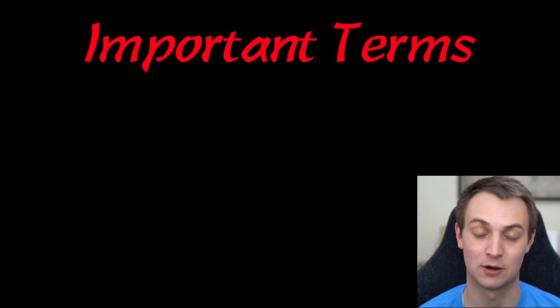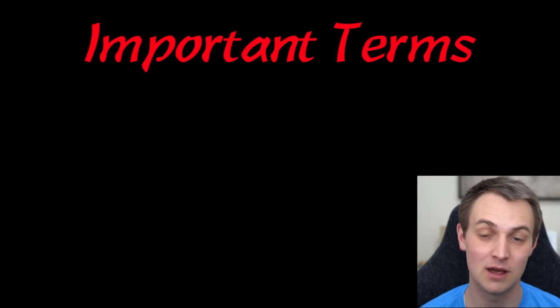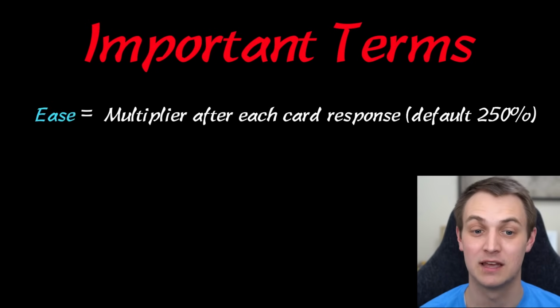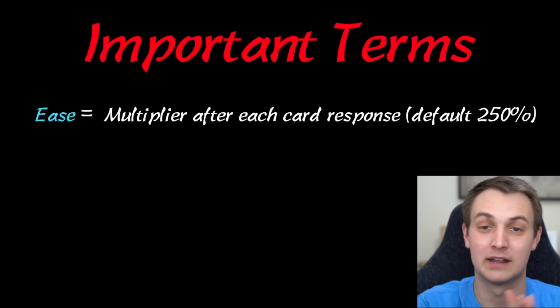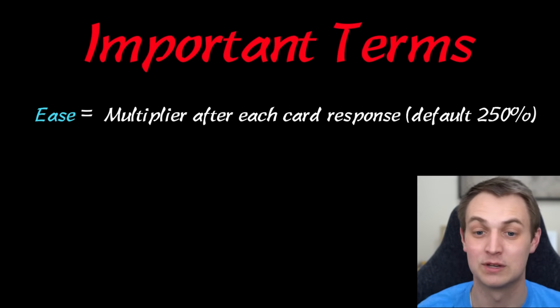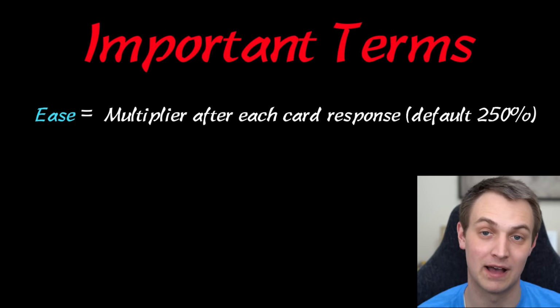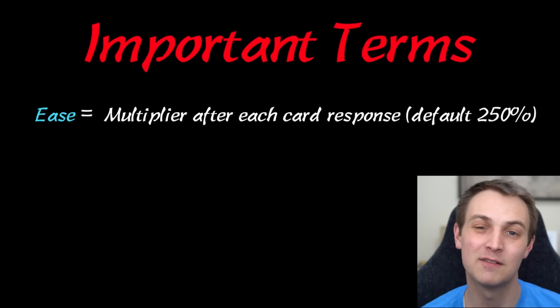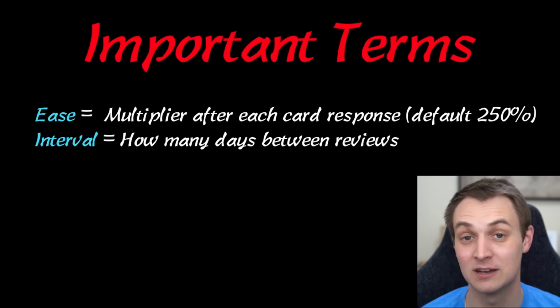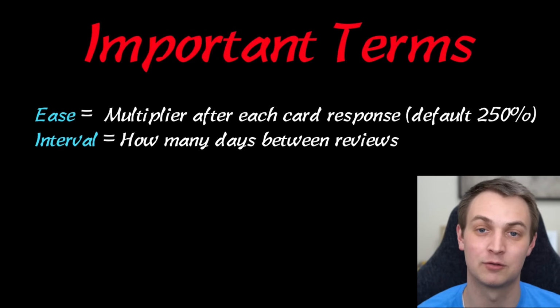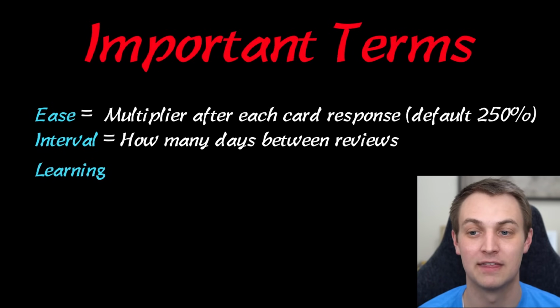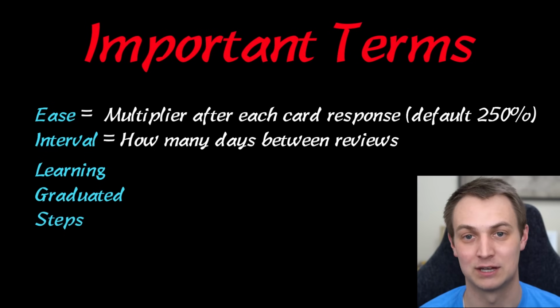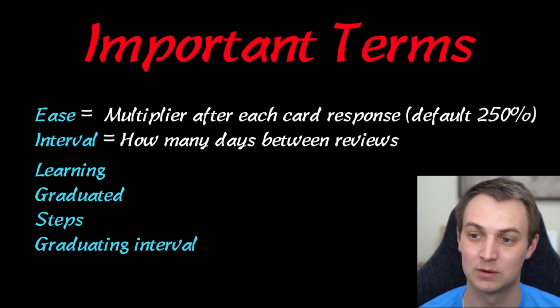Now, some important terms, very important things you need to know is first the ease. This is like the multiplier that the card is multiplied by every single time you respond. The default is at 2.5 or 250%. This is kind of a measure of the card's mastery, how well you know it. Another term here is the interval, which is how many days between reviews the card is. And then there's a couple other here: learning, graduated steps, graduating interval, which I'm going to get into in a second.